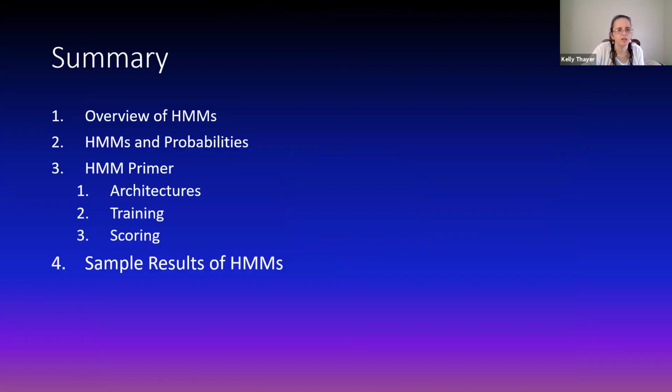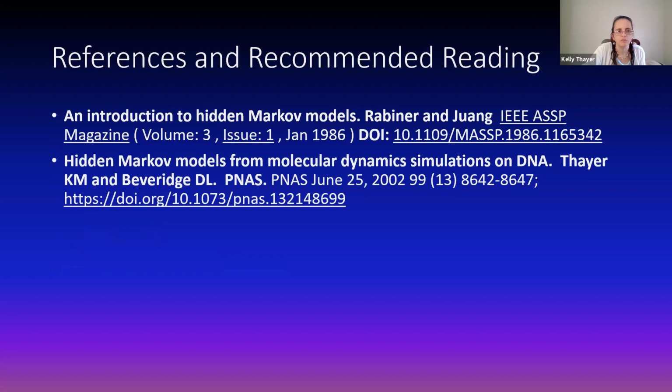So today we've talked about an overview of hidden Markov models, getting an idea of what they look like and what they can do. We talked about hidden Markov models and their probabilities at the slightly dishonest casino. We have looked at the architecture, training, and scoring of hidden Markov models, and finally rounded that out with a few results from hidden Markov models from the literature. This is some recommended reading and some of the places where you can read about some of the results that I showed you today. So I definitely recommend you have a look at that.